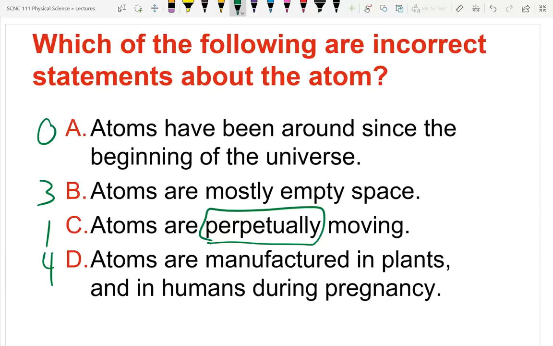Sam, atoms are mostly empty space. What do you think? That was true. Why do you say that? Because it's just the nucleus, and then you said it was just like the dot, and then everything else was like the cloud of electrons. That's our current understanding, that's perfect, yes.